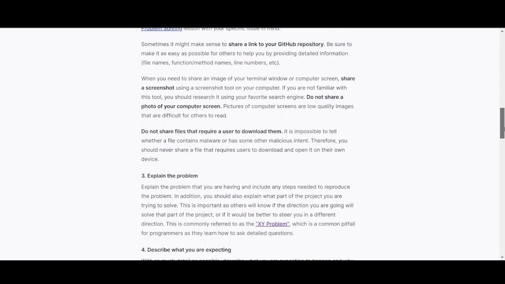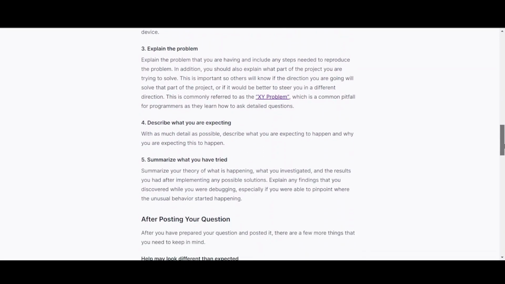3. Explain the problem. Explain the problem that you are having and include any steps needed to reproduce the problem. In addition, you should also explain what part of the project you are trying to solve. This is important so others will know if the direction you are going will solve that part of the project, or if it would be better to steer you in a different direction. This is commonly referred to as the XY problem, which is a common pitfall for programmers as they learn how to ask detailed questions.